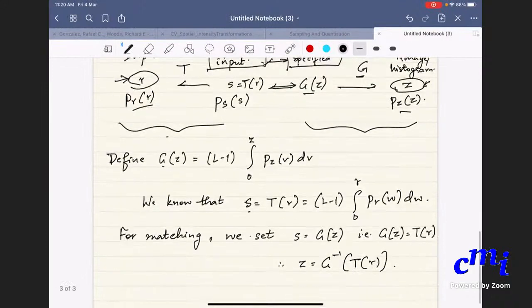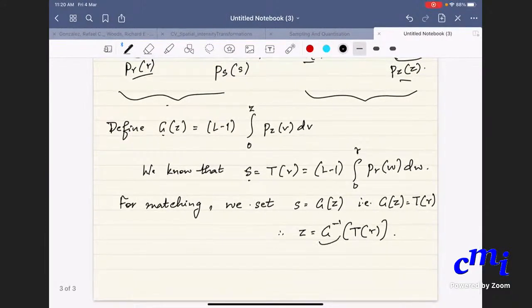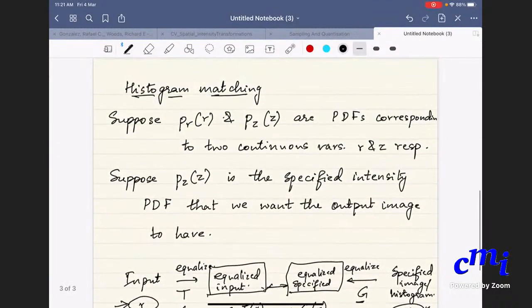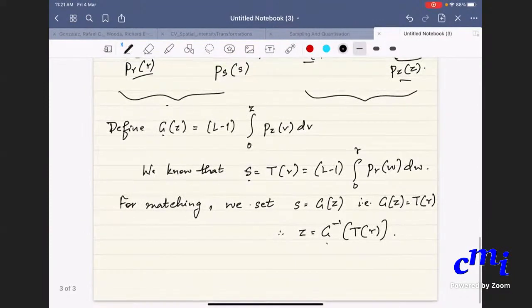But in general it turns out that computing this function G inverse analytically is not so easy. And also we don't really need it because we will not be dealing with continuous functions, we will be dealing with discrete functions. Our values are discrete in reality. So instead of worrying about the formula for G inverse, we can just construct a lookup table and look at the intensities and go back and forth. That is what is done in practice. I'll describe that and we'll do an example also.